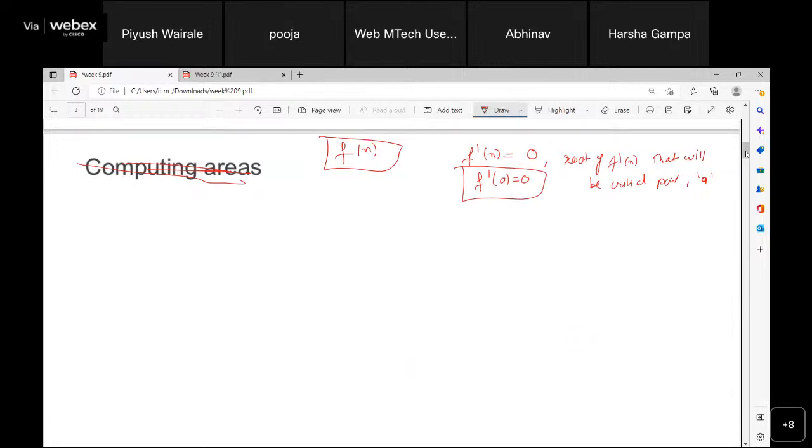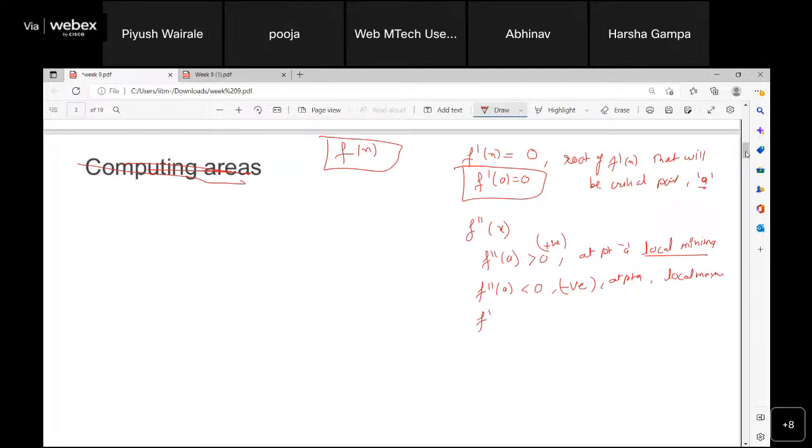Now just differentiate once more, that is the second derivative test, f double dash of x, and put this value of A here. If f double dash of A is greater than 0, then at this particular point A it will be a local minima. But if f double dash of A is less than 0, that is negative, then at this point A it will have the local maxima value, right?